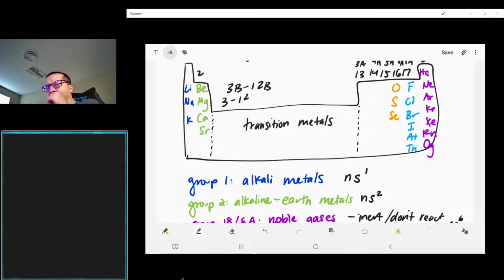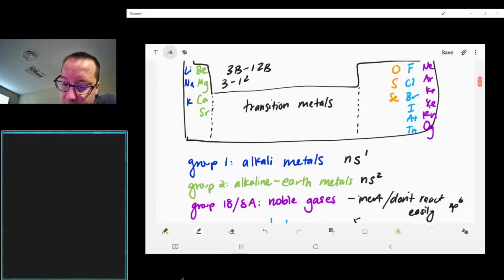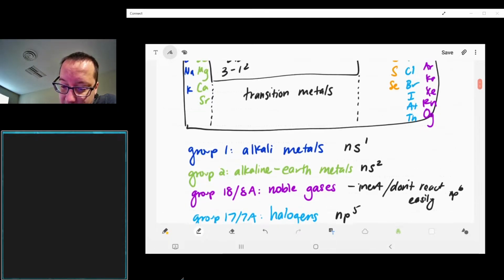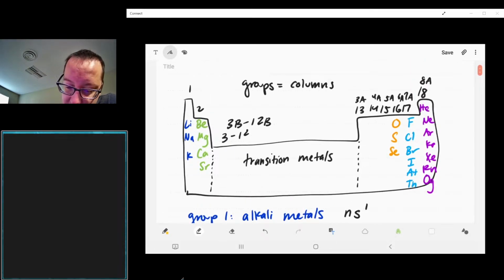So if any of you go on to take more advanced chemistry, you'll spend time with the transition metals. Here we're not going to really focus on them that much, but that's okay. We're going to see that everything in the s and p block are called main group elements.